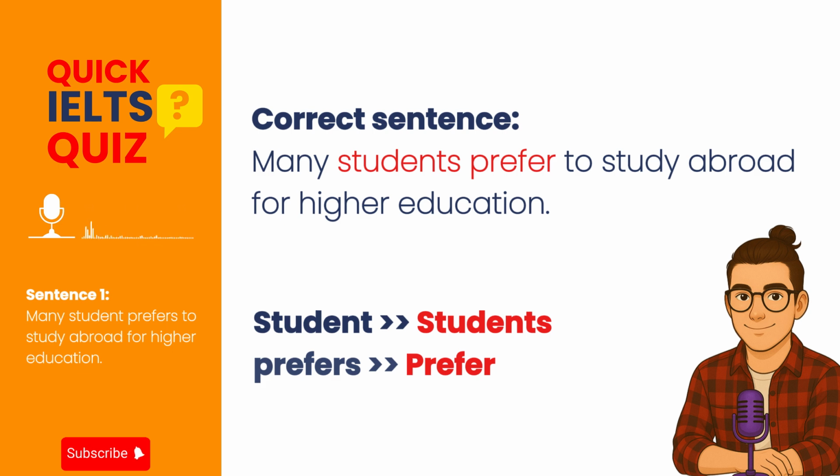Second, the verb prefers is wrong here. Many students is a plural subject, so we need the base verb prefer, not prefers. So the full correct sentence is, many students prefer to study abroad for higher education. This kind of subject-verb agreement mistake is very common in IELTS writing. Always make sure your subject and verb match in number. Did you catch that one? Let's try another.